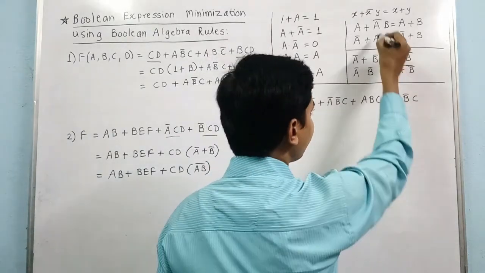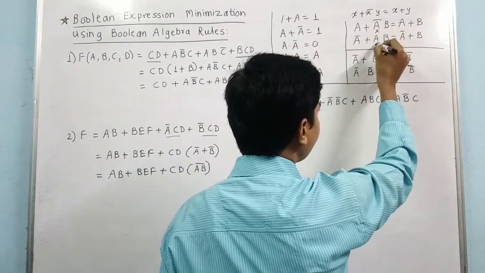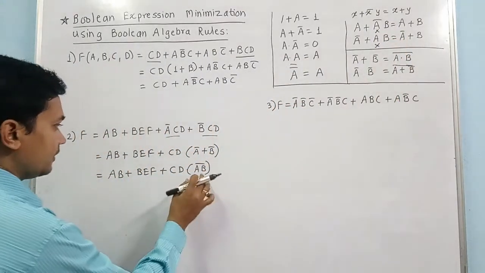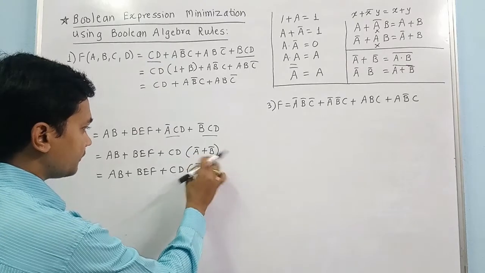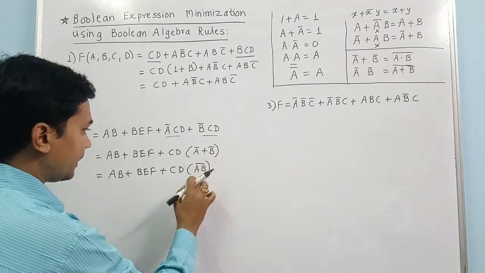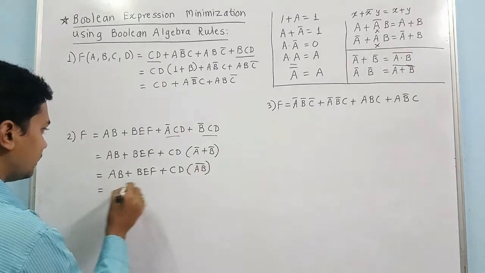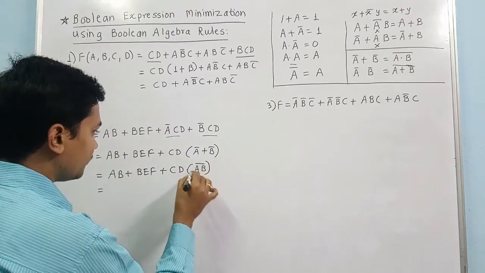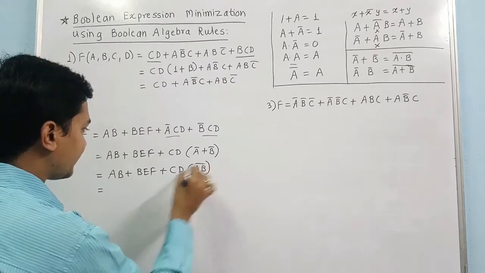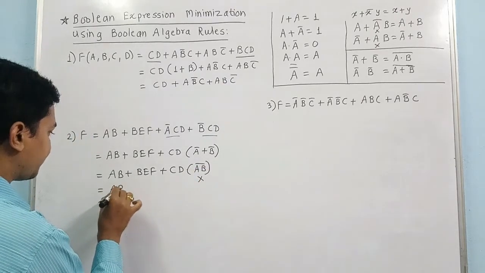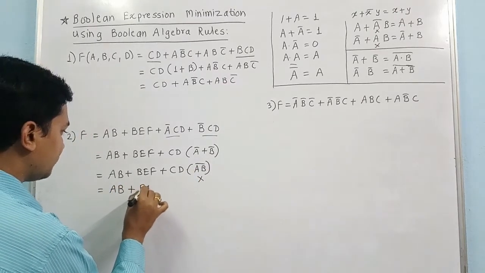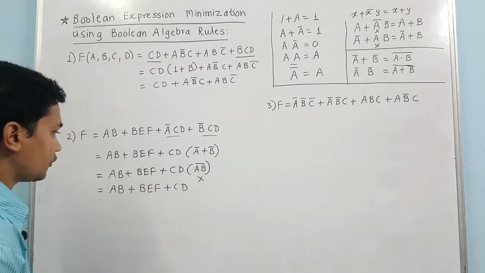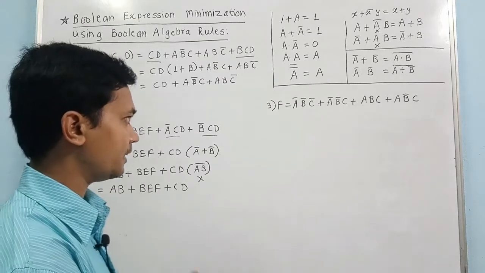Okay, so here a bar is discarded and here a is discarded. So for that purpose I converted a bar plus b bar into ab bar. So here ab plus cd into ab bar, so from this expression ab bar will be discarded, so further expression will be ab plus bef plus cd. Okay, so this is our final reduced, minimized expression.